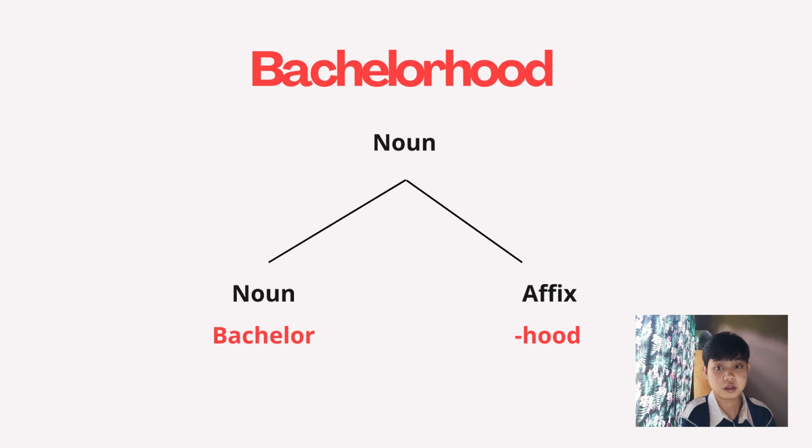Let's move into the next slide, which is the example of the cutting analysis processes. I will explain 5 words, and the first word is bachelorhood. The word bachelorhood consists of the root bachelor and the suffix hood. The suffix hood is a derivational suffix that indicates a state or condition. Therefore, bachelorhood means the state of being a bachelor.